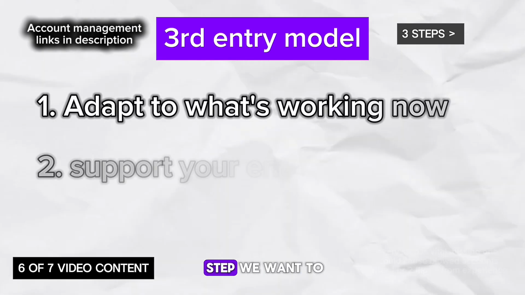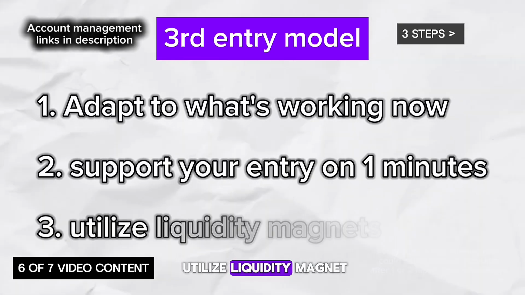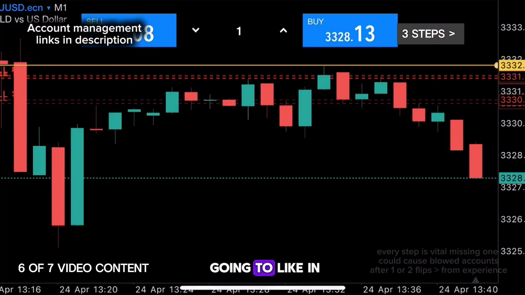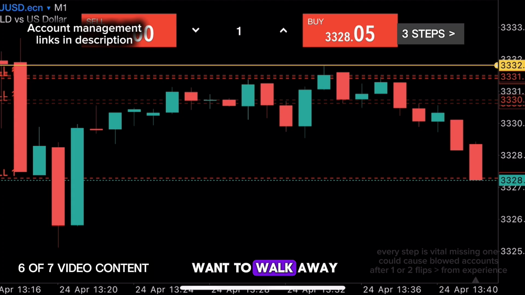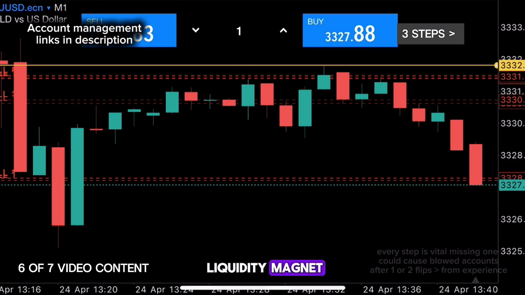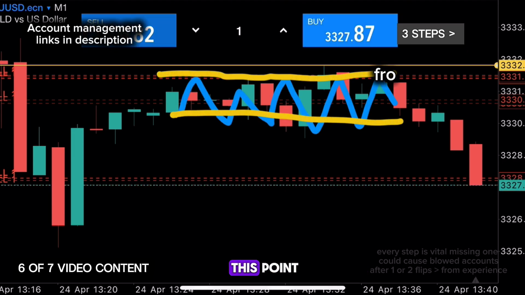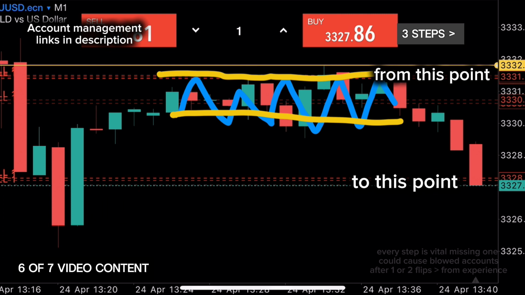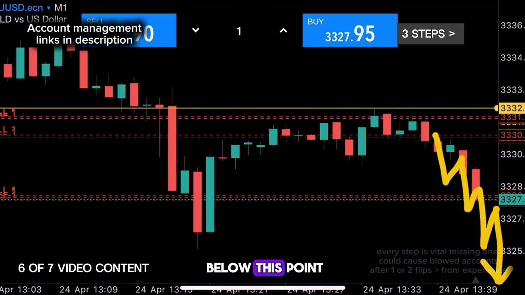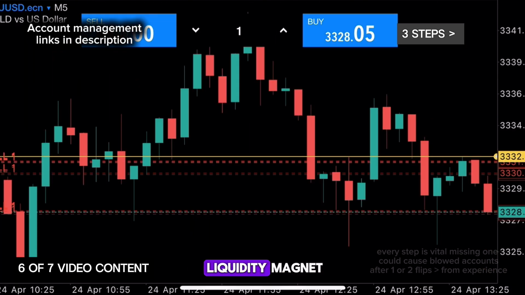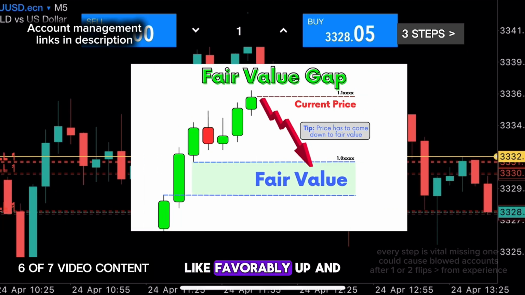And for the third step, you want to utilize liquidity magnet. That's if you are going to enter more position. But if you just want to walk away with this profit, you don't want mad profits, then don't look for liquidity magnet, because this liquidity magnet here is only for this point to this point. If price goes below this point there, you need outer liquidity magnet like fair value gap and the likes of that.